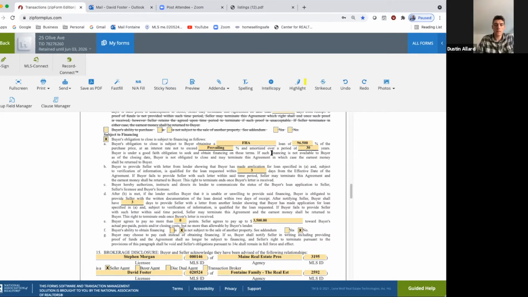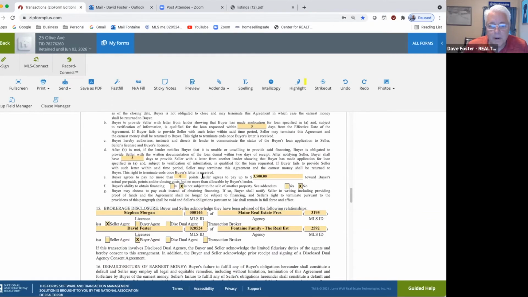The rate is prevailing rate, whatever the agreement is with your mortgage company when you go in to get the loan, and this one's over 30 years. This buyer to provide seller with a letter within 3 days. This is called a made loan letter, and what that means is that you've actually gone to the mortgage company and you have applied for the loan.